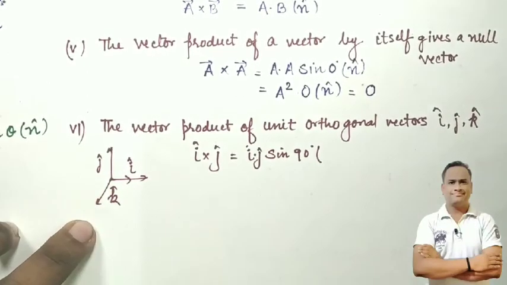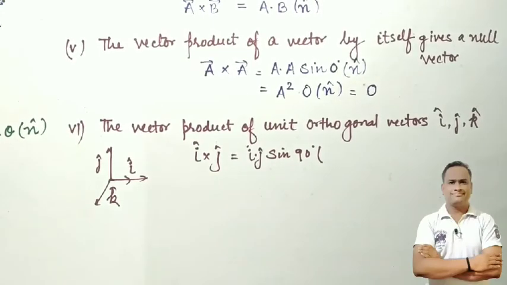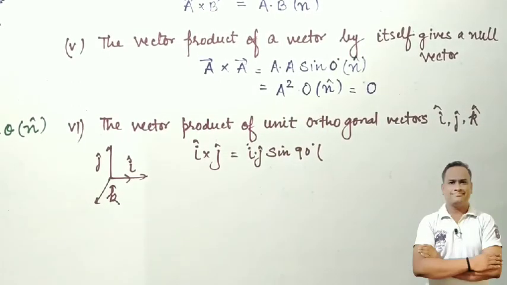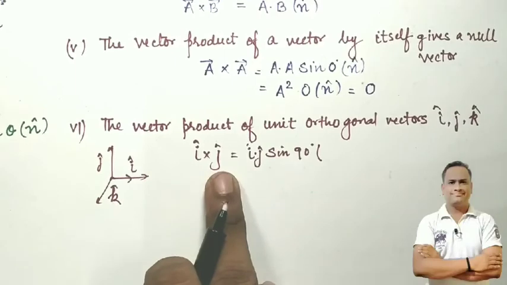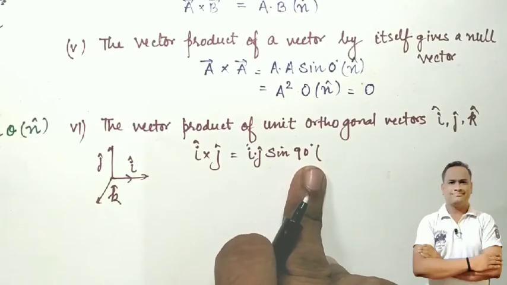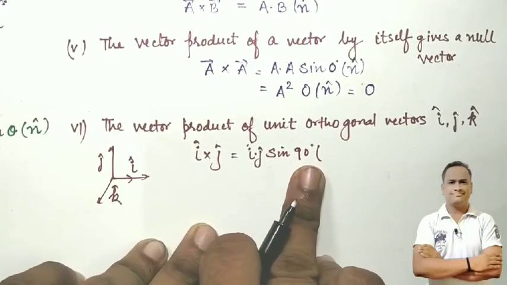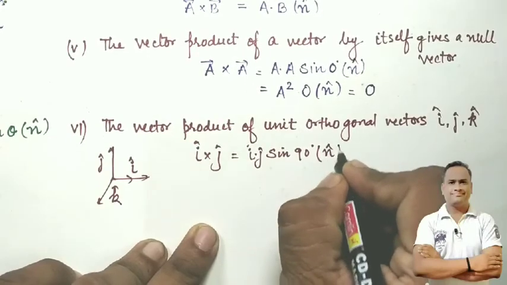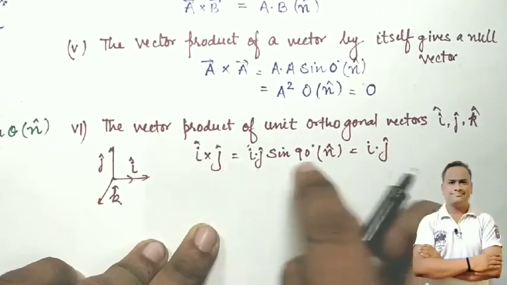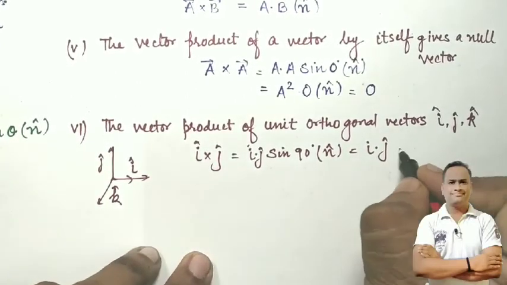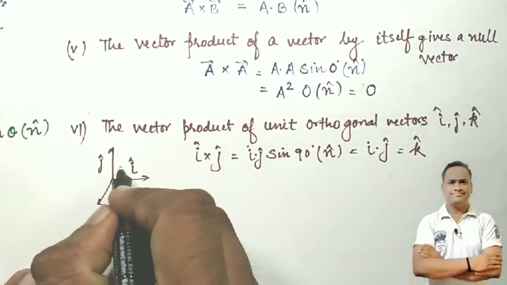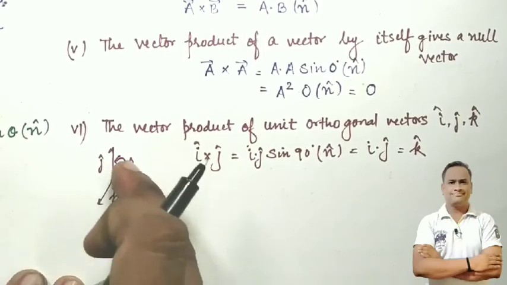Okay, students. So what will happen? I cross I will be 0, but I cross J will be what? Here I dot J into sine 0 is equal to 0 and sine 90 is equal to 1 into cap n. So it may be written as I cross J is equal to I into J, and I into J will be equal to K. Okay, students, it means I cross J is equal to K because it is clockwise, like this.